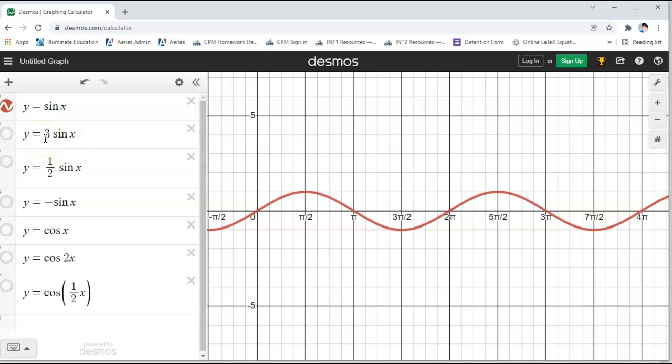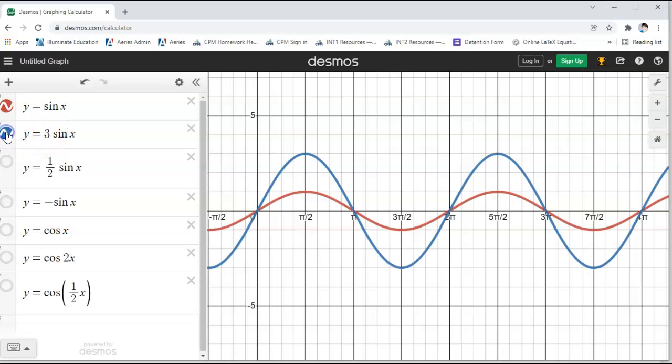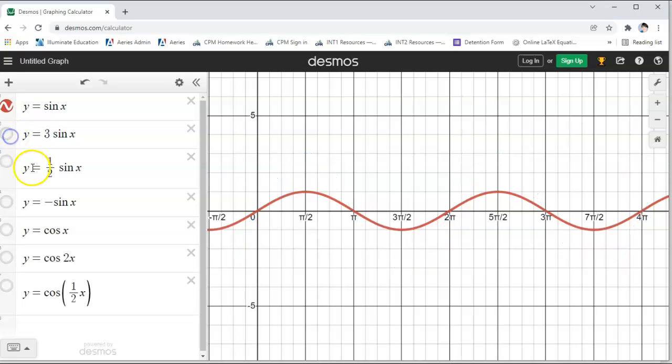So what does my amplitude do? Notice how my parent function for sine changes when I put a 3 in front of it. Notice that it got a little bit taller and a little bit lower, right? So the blue graph really stretched your relative mins and maxes out, okay? When you put a 1/2, notice that it's going to shrink it, right? So the green looks like it's a little bit closer, almost flatlining against your x-axis.